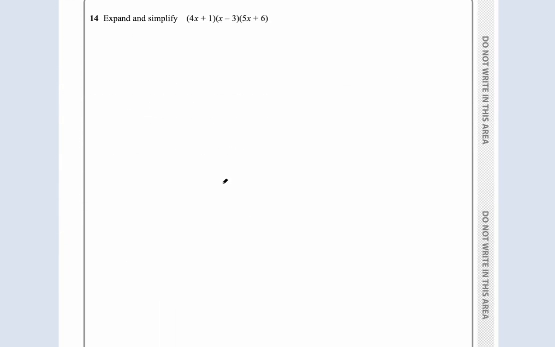Okay, expand this, right? Obviously, this is a bit annoying. We'll do the first two first. 4x plus 1 times x minus 3. Now, we just do this times this, and this times this, this times this, and this times this. Firstly, 4x times x is 4x squared. 4x times negative 3 is minus 12x. 1 times x is plus x. 1 times negative 3 is minus 3. Equals 4x squared minus 11x minus 3. That's the first two multiplied out.